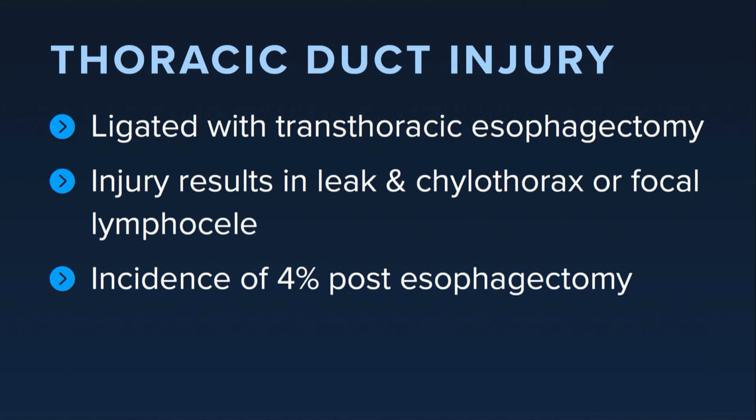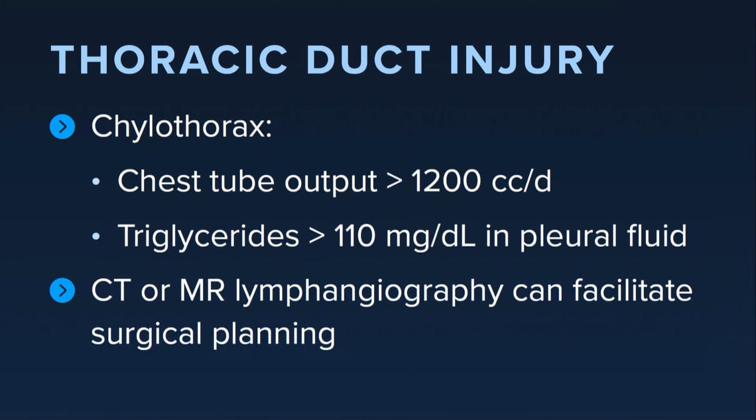The thoracic duct is ligated as part of transthoracic esophagectomy, but even the ligation can sometimes fail and result in thoracic duct leak. If you don't have a frank leak, so you may not have anything coming out of the chest tube, you can still develop what's called a lymphocele, which will be just an isolated collection of lymph material. And the incidence is about 4% post-esophagectomy.